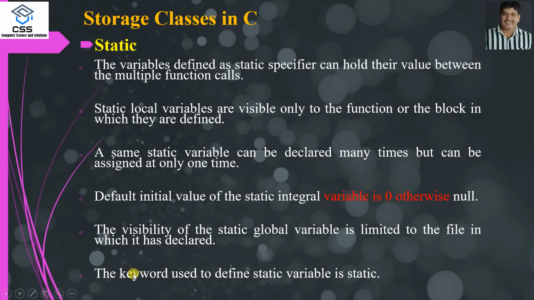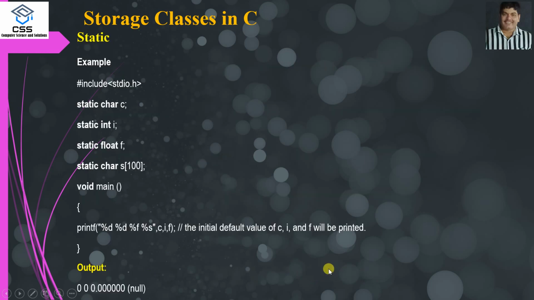If I declare static char, static int, static float, and static char as a string, and I access all those values, they will show 0, 0, 0, 0, and for the string values, it will be null because no value is stored.